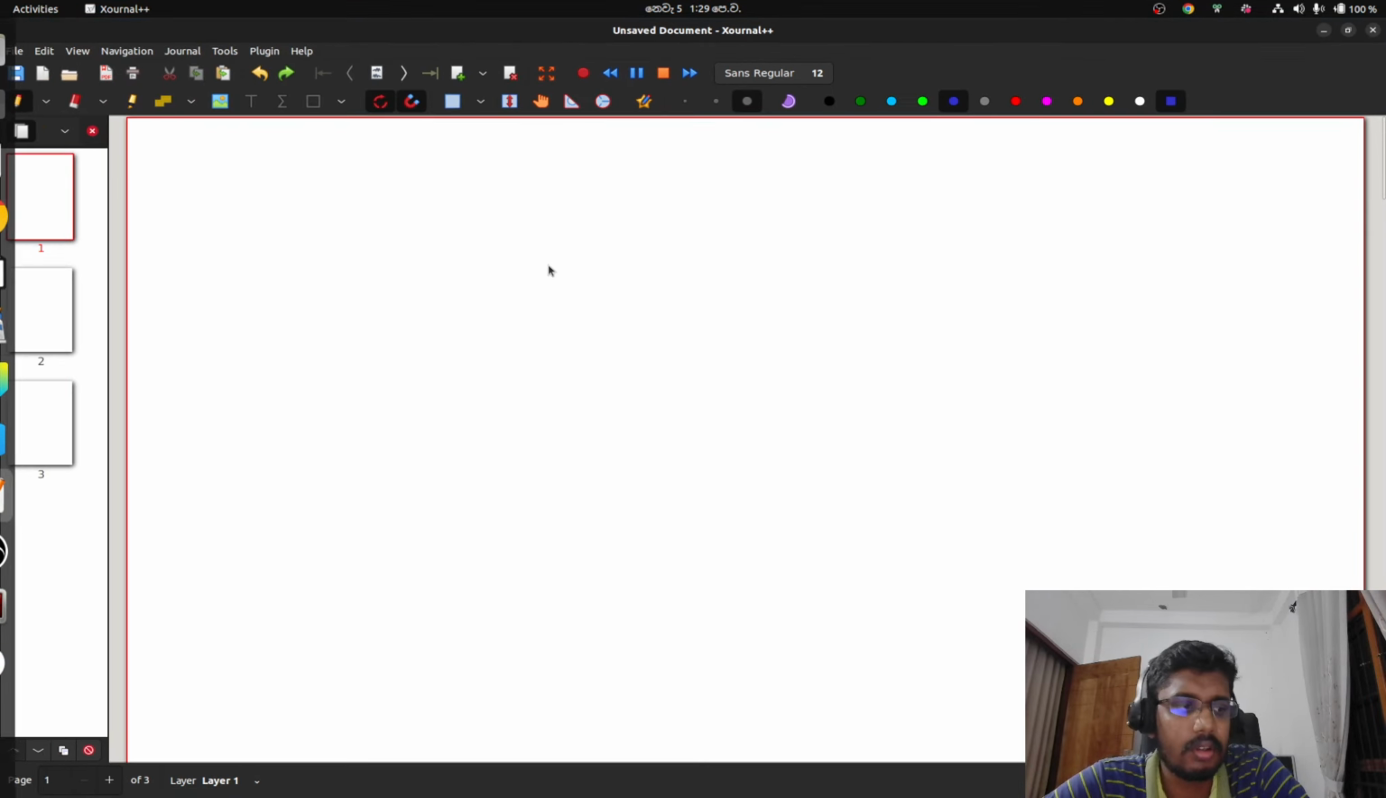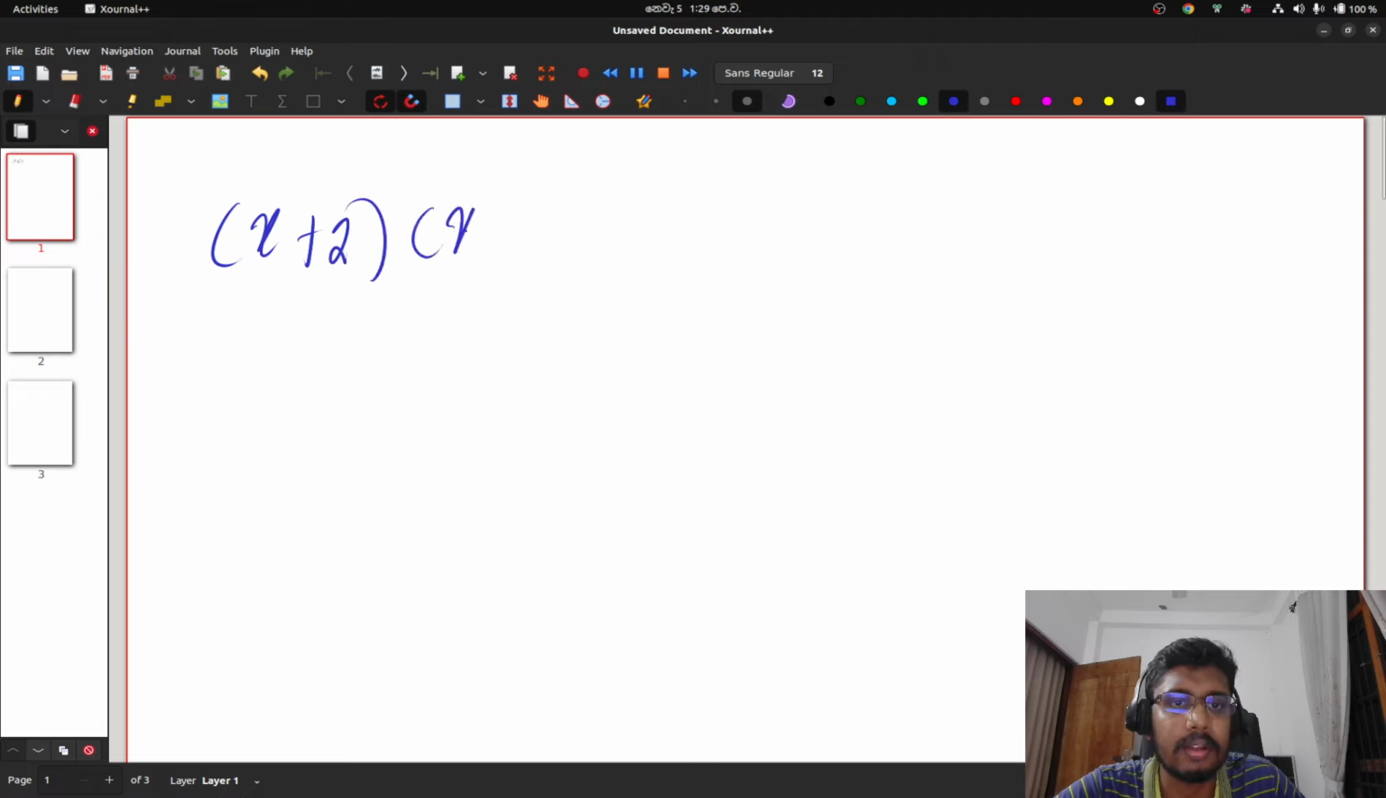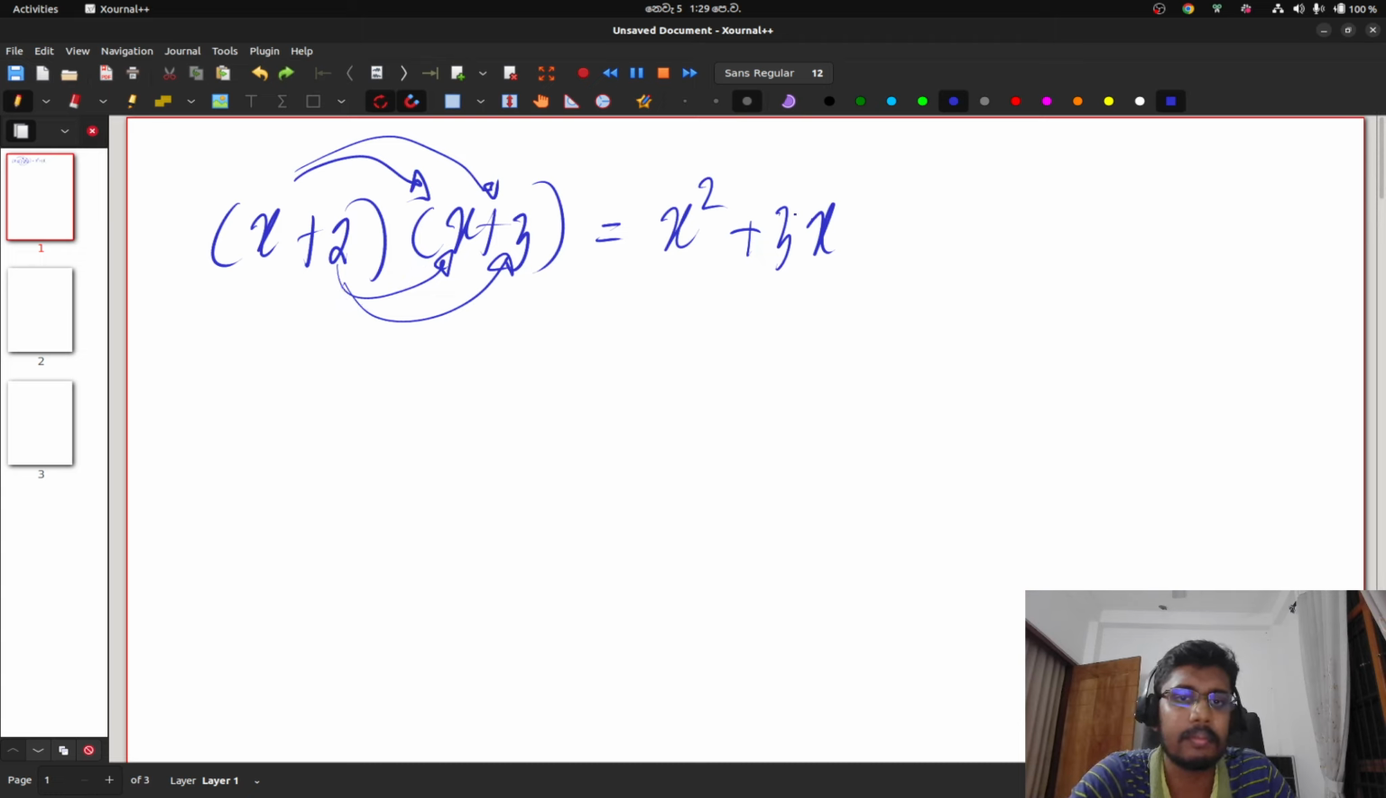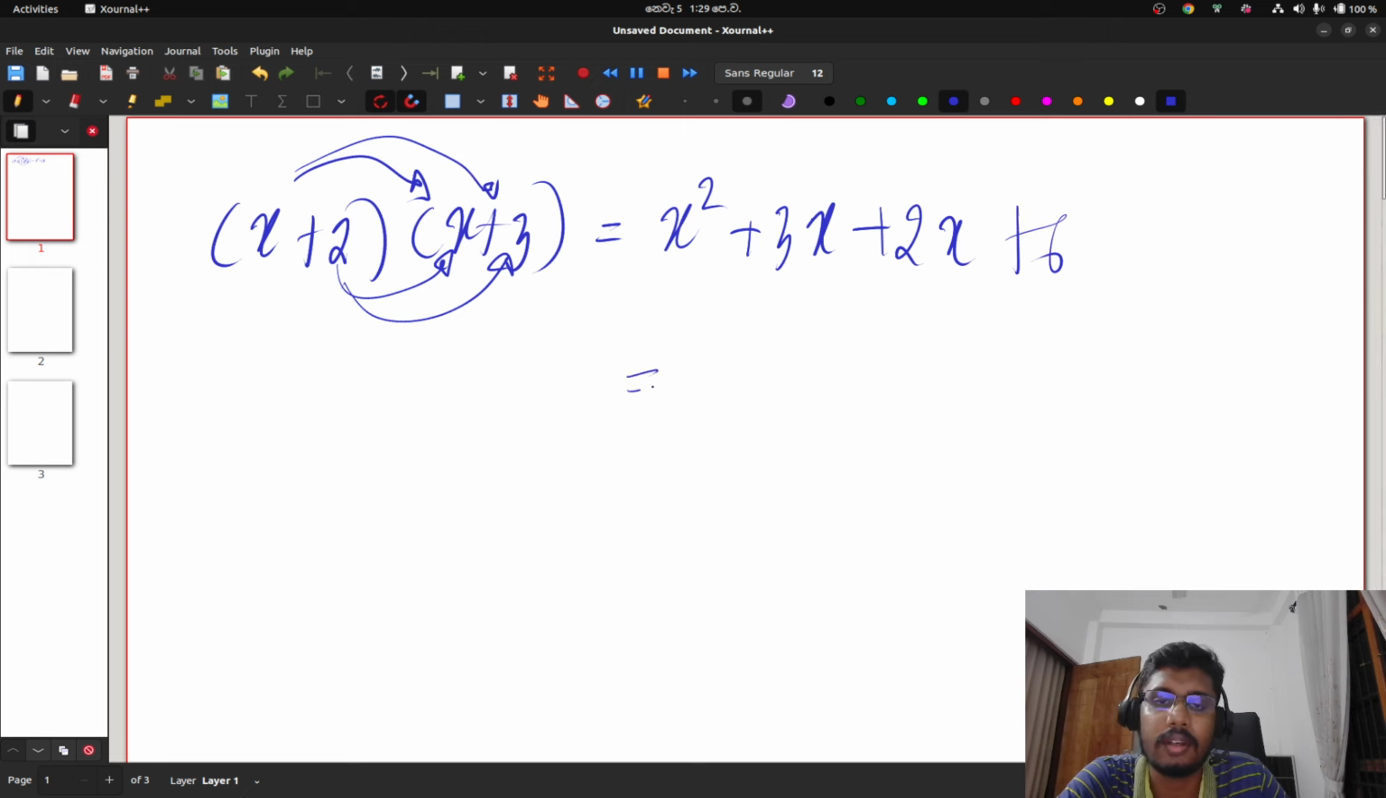So, if you recall, if you have a question like this, x plus 2 into x plus 3, we can expand these terms by simply multiplying them with each other, like this. So for an example, x into x is x squared, and then x into 3 is 3x, and then 2 into x is 2x, and then 2 into 3 is 6. And then finally you get this expression x squared plus 5x plus 6.